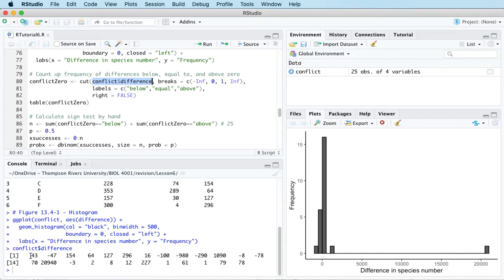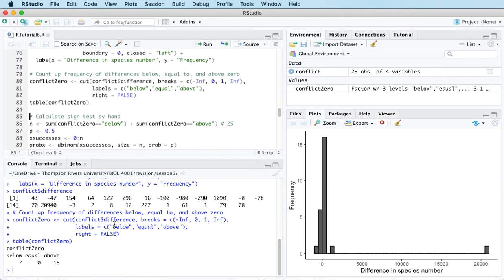What we want to do is look at each number and figure out if it's greater than 0, less than 0, or exactly equal to 0, and keep a tally of each of those categories. We could do that by hand in this case. It's not too big a deal, or we could just use this piece of code here, and we end up with this table. So there were 7 negative differences, 18 positive differences, and there were 0 differences.